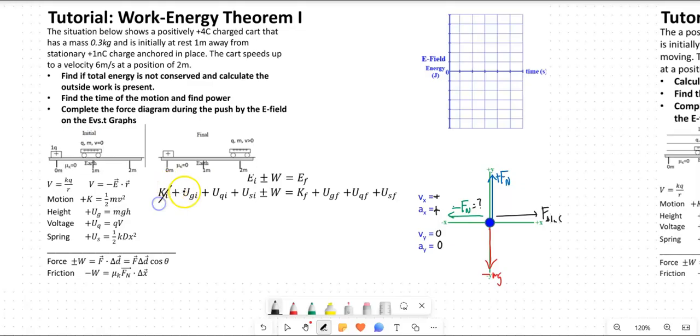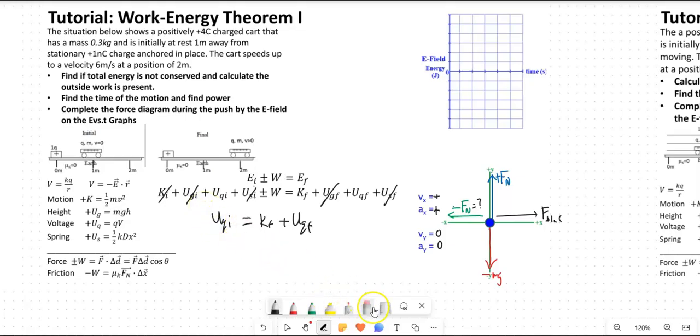Now let's do our energies. It is not moving in the beginning. Its height is 0. It's got a voltage on it. Its spring is 0, and there's a work. It does have a final velocity. Its height is still 0, and there's no springs touching it. Okay? So this is our energy system. So U sub Q I equals K final plus U sub Q F. Okay, that is our mix of energies.